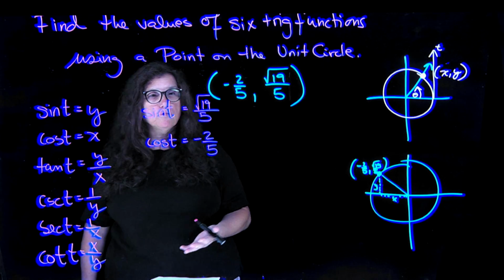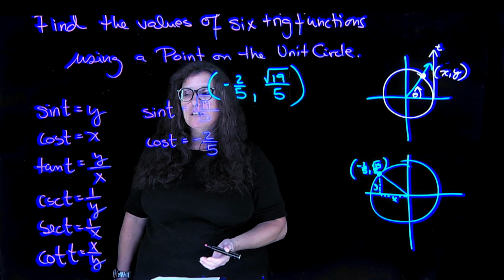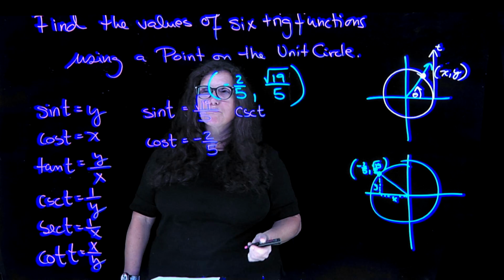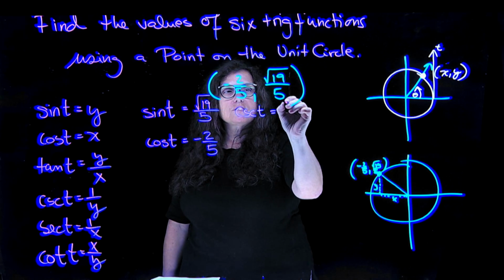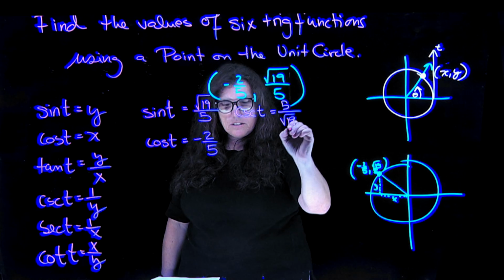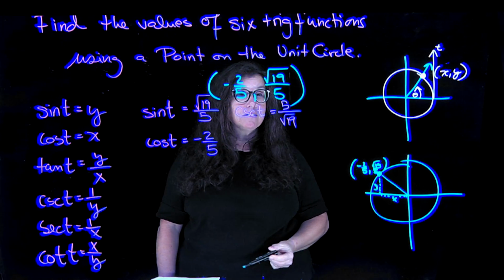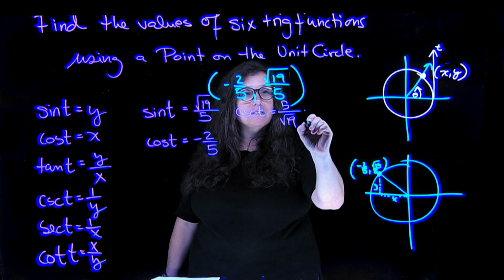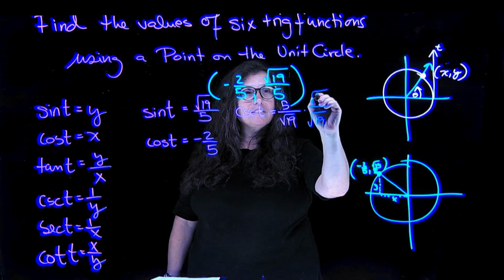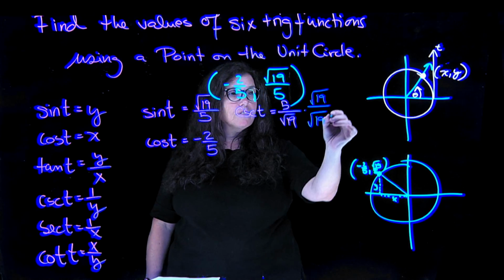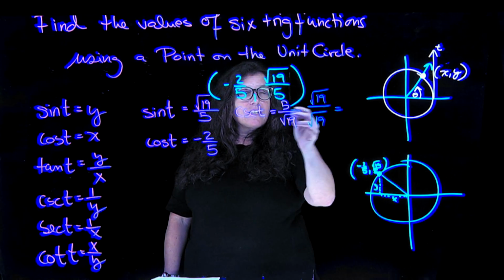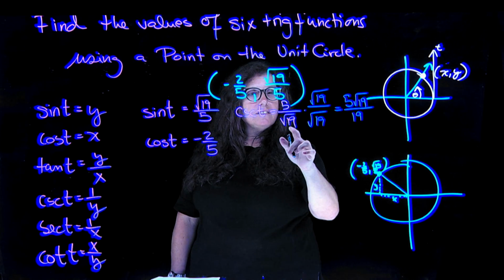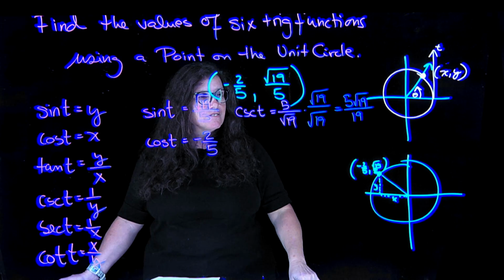Since I have both of them, let me right away write out their reciprocals. The cosecant of t, which is the reciprocal of the sine function, is 5 over square root of 19. Now, do we like to have a square root in the denominator? No, we don't. So here we have to rationalize the denominator. You multiply numerator and denominator by the square root of 19. And that gives you 5 square root of 19 divided by 19. Square root of 19 times the square root of 19 is just 19.